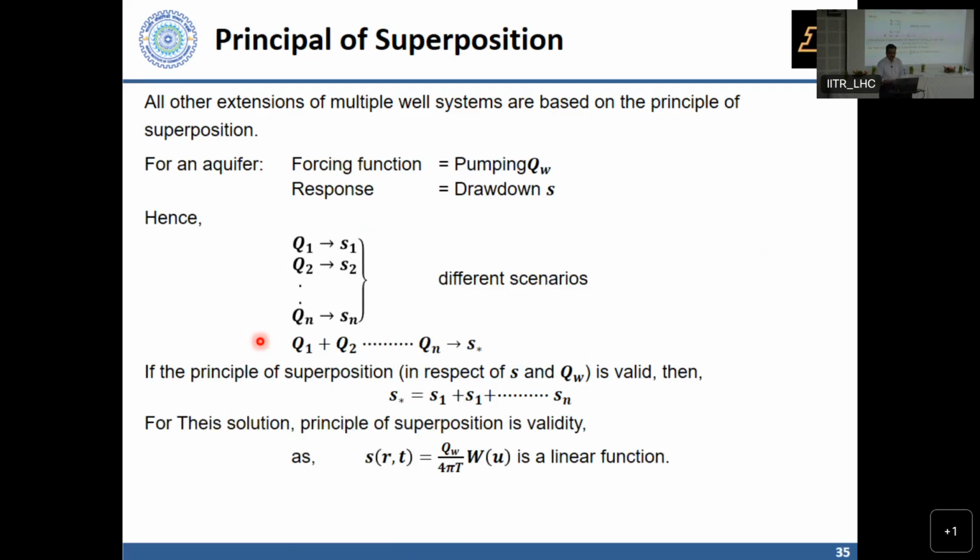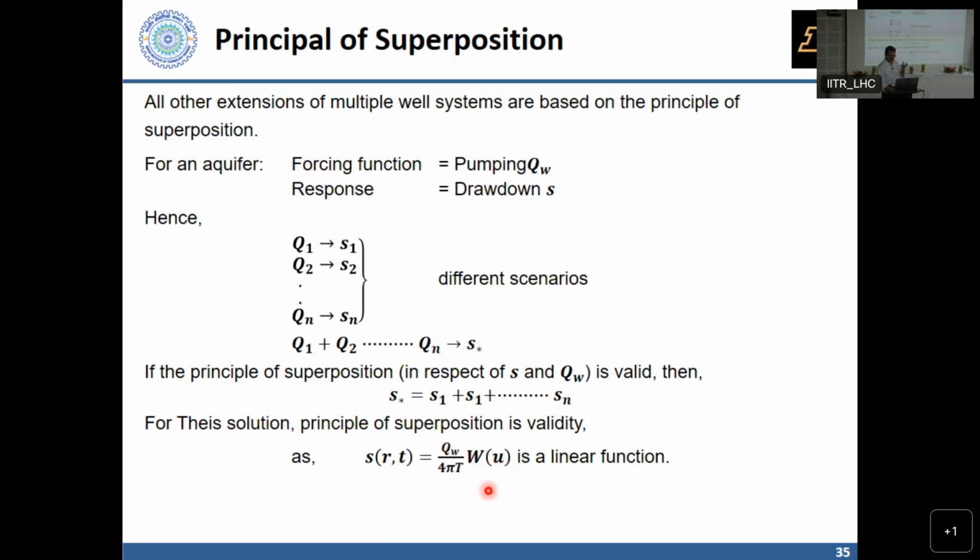All right, let me try and tell you a little bit about the idea of superposition. So in an aquifer, essentially what we are doing is we are pumping water out. So we are stressing the aquifer, that's our forcing function. What we are observing are the drawdowns, those are the responses. And we know that for different pumpings, we are going to get different kinds of drawdowns. However, we have the advantage that our drawdown, S of R and T, is going to be a linear function of Q sub W. And U is, of course, a similarity transform variable.